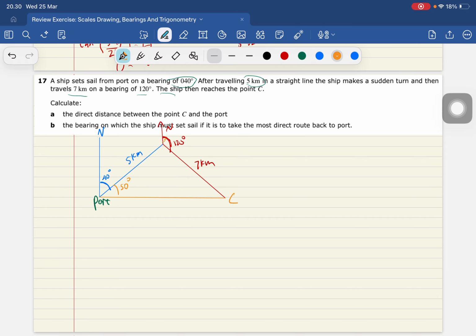North and north total 180. So 180 minus 40 gives 140 here. One turn is 360. We subtract 360 minus 120 minus 140. Here the angle is 100 degrees.